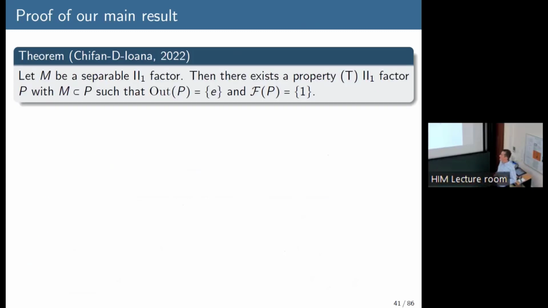So let me recall the statement that we already saw a few slides ago. If M is a separable II_1 factor, an arbitrary one, you can find a larger property T II_1 factor that contains M. In addition, we can assume that this new factor P will have trivial Out and trivial fundamental group.